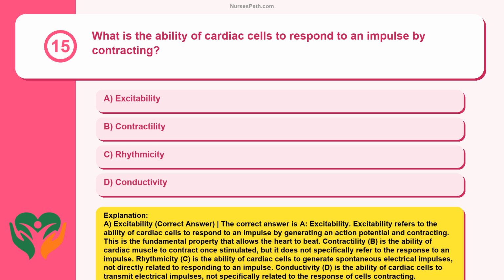Contractility, B, is the ability of cardiac muscle to contract once stimulated, but it does not specifically refer to the response to an impulse. Rhythmicity, C, is the ability of cardiac cells to generate spontaneous electrical impulses, not directly related to responding to an impulse. Conductivity, D, is the ability of cardiac cells to transmit electrical impulses, not specifically related to the response of cells contracting.